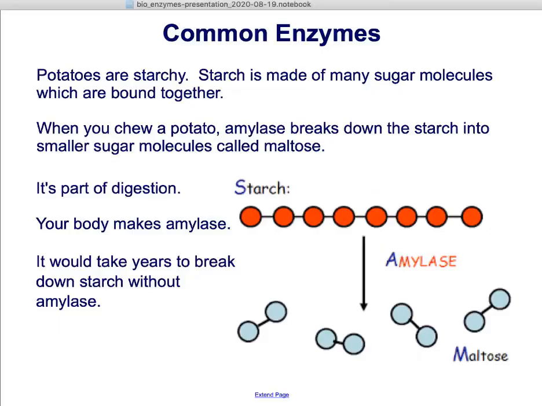Potatoes are starchy. Starch is made of many sugar molecules which are bound together. When you chew a potato, amylase breaks down the starch into smaller sugar molecules called maltose. It's part of digestion. Your body makes amylase. It would take years to break down starch without amylase.